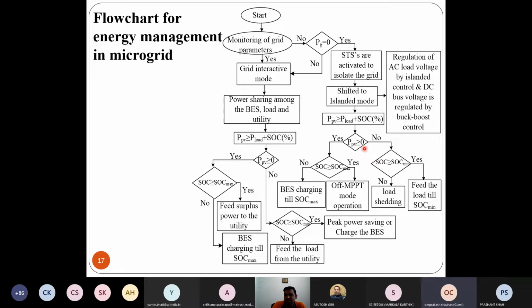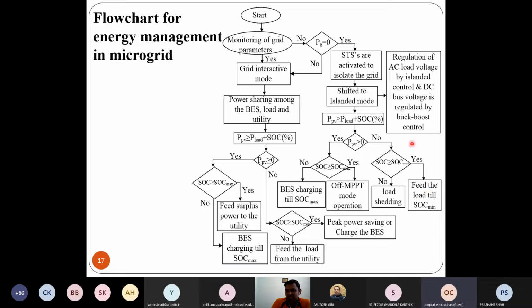In standalone mode, again we will check whether PV is greater than 0 or not. We will check the SOC, and in both cases, either greater or 0, the battery is charging until SOC max. Otherwise, we will operate in off mode, because in standalone there is no way to flow the power. Either we can charge the battery or we can meet the load demand. So if the load demand is small, say 2 kilowatt is required and the SOC is also within the limit, the remaining 3 kilowatt we cannot feed anywhere. So we will operate the PV in off MPPT mode.